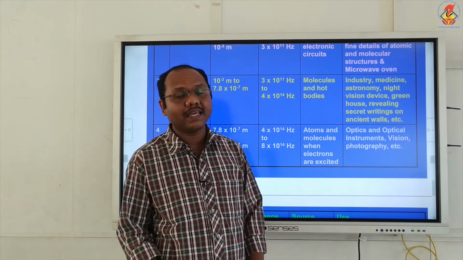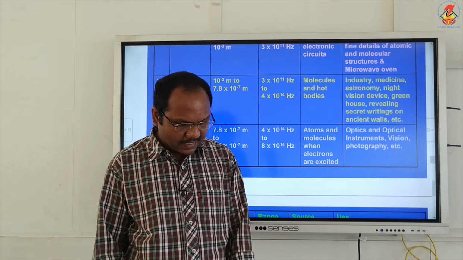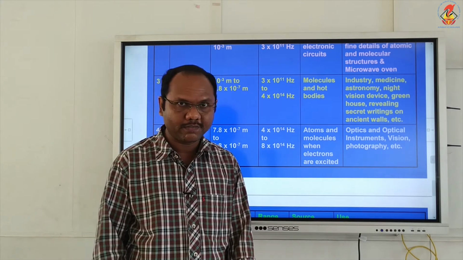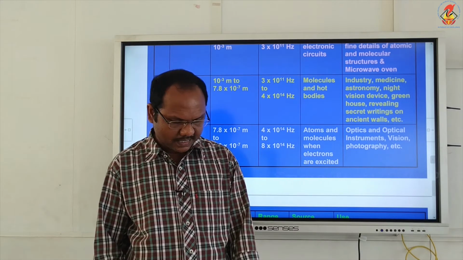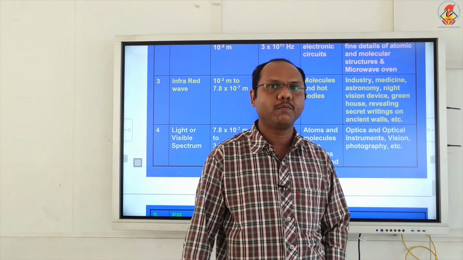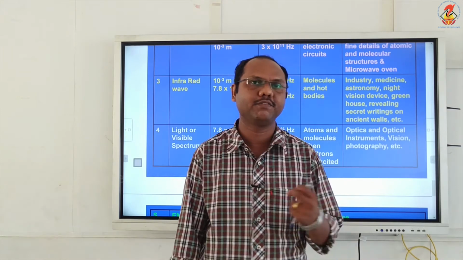Now, how can infrared waves be detected? Please write that. It can be detected by using infrared photographic films, thermopiles and bolometer. Thermopile and bolometer, those are the devices used to detect infrared radiations.